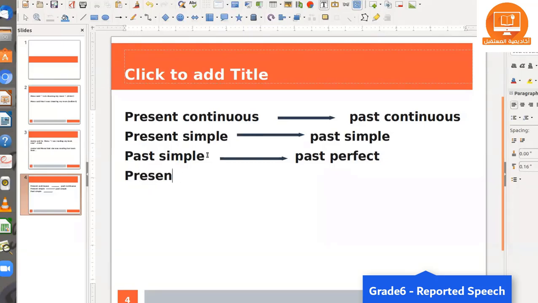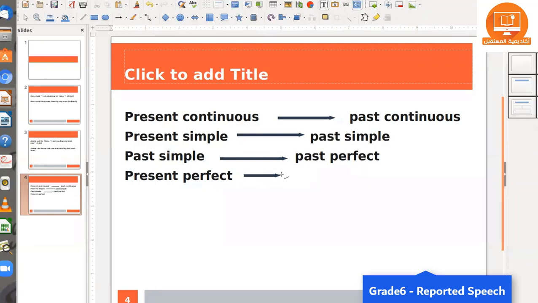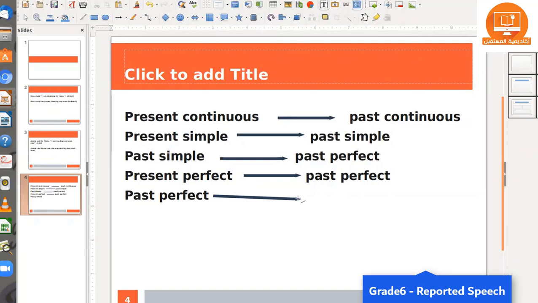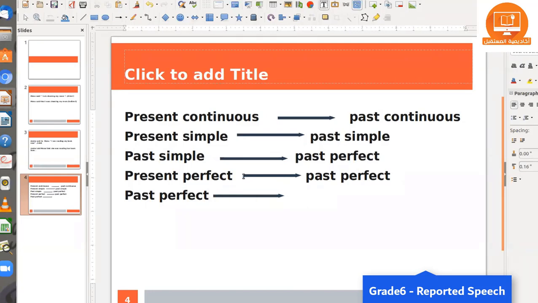Okay, what about present perfect? Hagar, Yusuf Mahmoud. How can I change present perfect? Past perfect. Okay. Salma, past perfect into present perfect? No, the same. Past perfect stays past perfect. Okay, Hagar Shaban, will.